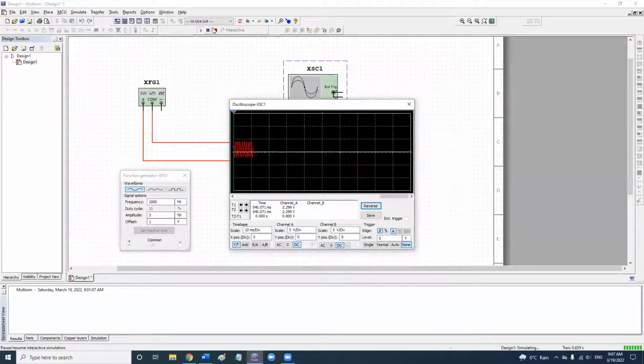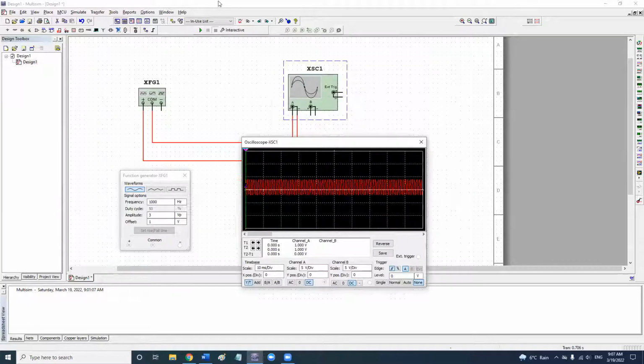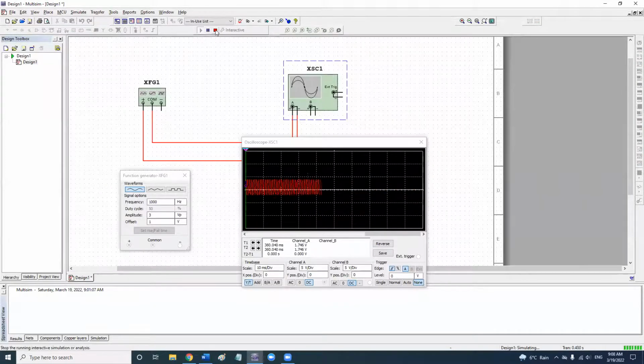So as you can see it now, when you run this, you will see the signal is too small, you can't see it when we press run. When you press run, it just keeps running like that. The good way to do it is you should always try to either pause it or stop it, because if you keep running, you can't really see it.